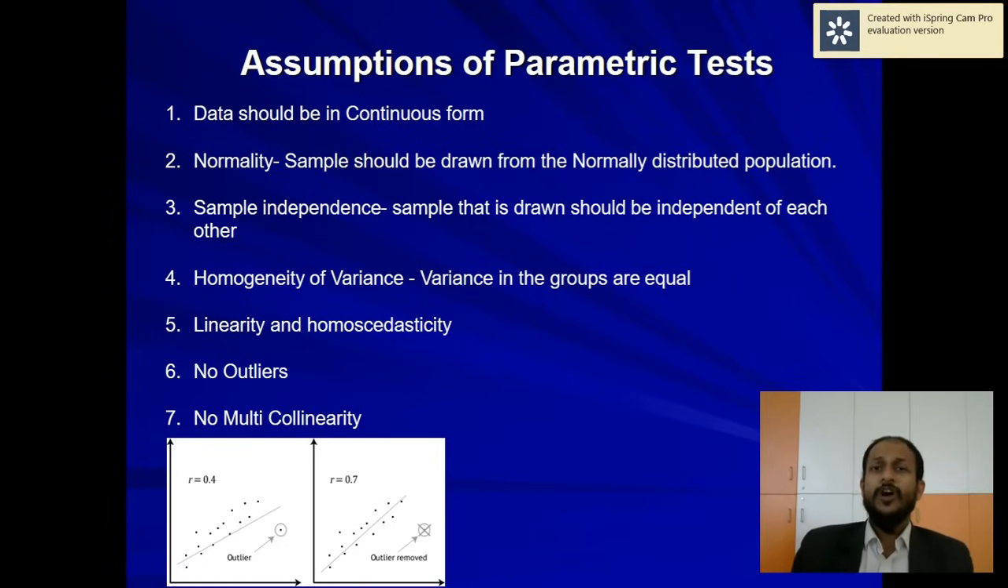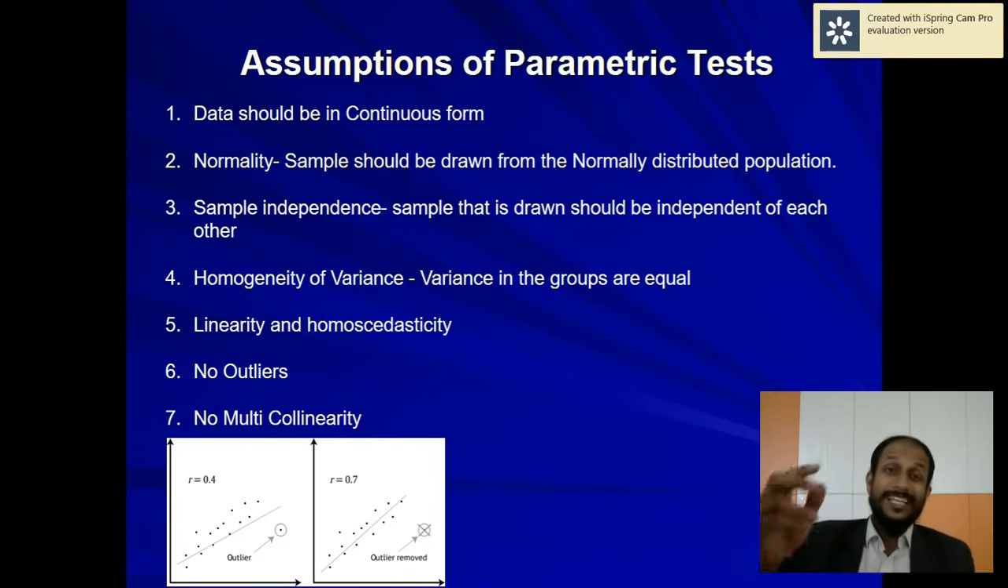The fourth assumption is all about the homogeneity of variance. That means the variance of the dependent variable across the independent variable should be equal. That means the standard deviation of the dependent variable, which is present across 2 or 3 groups of the independent variable, should be equal. Now, this is related to ANOVA and the student t-test, that we can explain when we are explaining the topic of ANOVA or the student t-test, right?